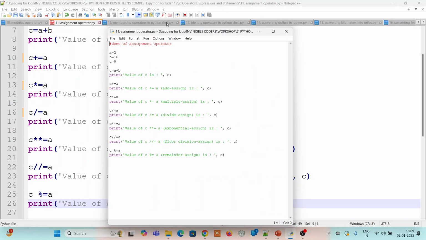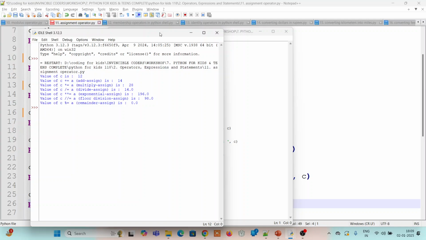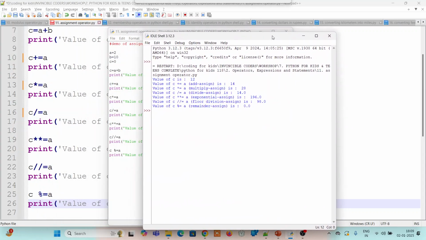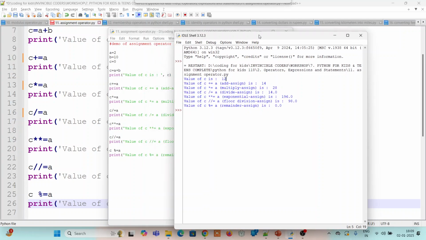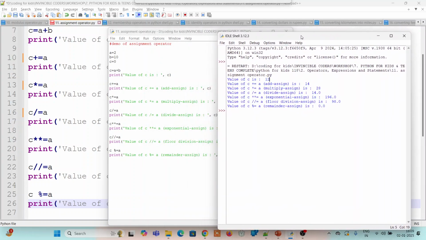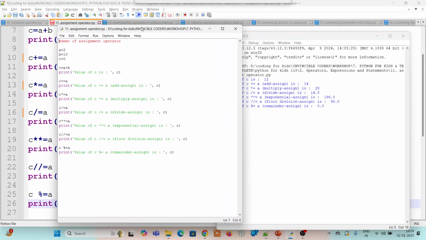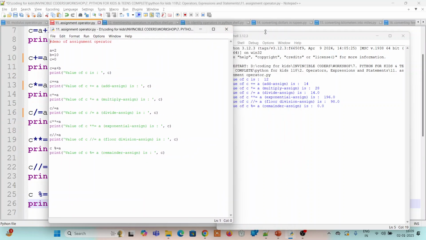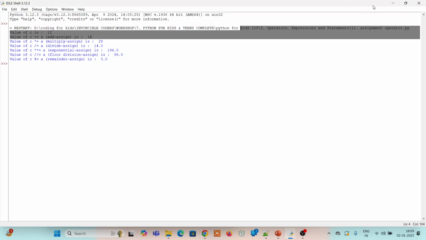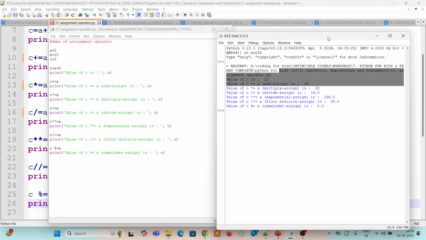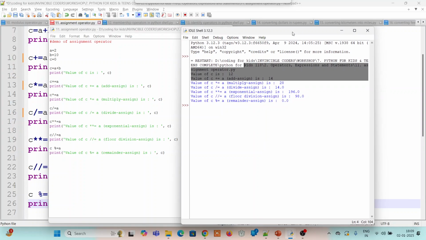Now when you run the program to see the output, you simply click on run module, and here comes the output for you. It's basically like addition of 2 plus 10 is 12. Then let me keep it in parallel for you to better understand this. Here you can relate it side by side.